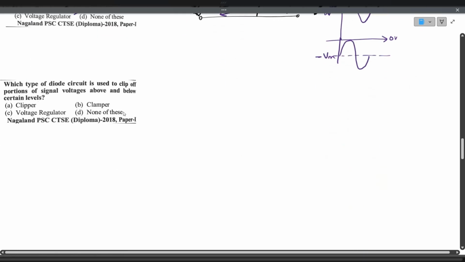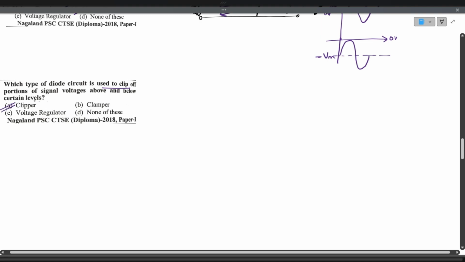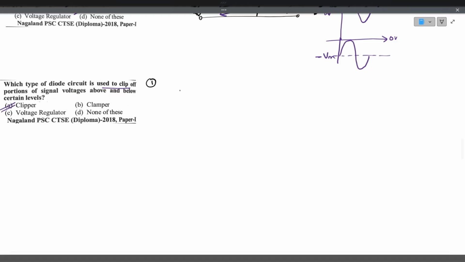Now we'll see the next question. Which type of circuit is used to clip off the portions of signals above and below certain levels? It is the clipper circuit. Now let's discuss the clipper circuit. First, we'll discuss the negative clipper. Clipper circuits vary. There are three types.